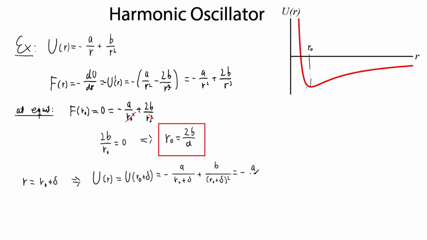I can rewrite this, and I'm going to change variables one more time. I'm going to introduce the variable x, which is delta over R naught. That is kind of a unitless displacement from the equilibrium, but irrespective of its physical interpretation, it just makes things simpler. So we have then the following. That's what we get when we substitute x in here.